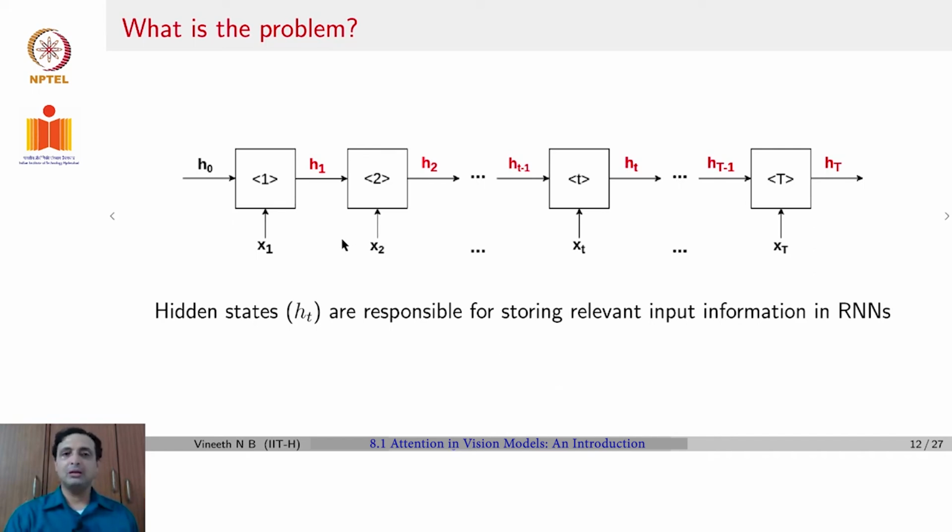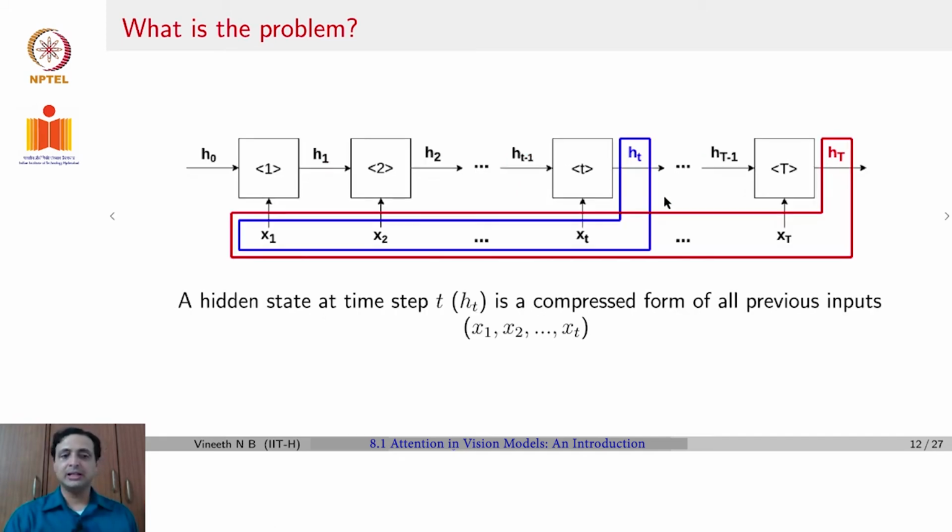So in an RNN, the hidden states are responsible for storing relevant input information. So you could say that a hidden state at time step t, or ht, is a compressed form of all previous inputs. That hidden state represents some information from all the previous inputs which is required for processing in that state as well as future states.